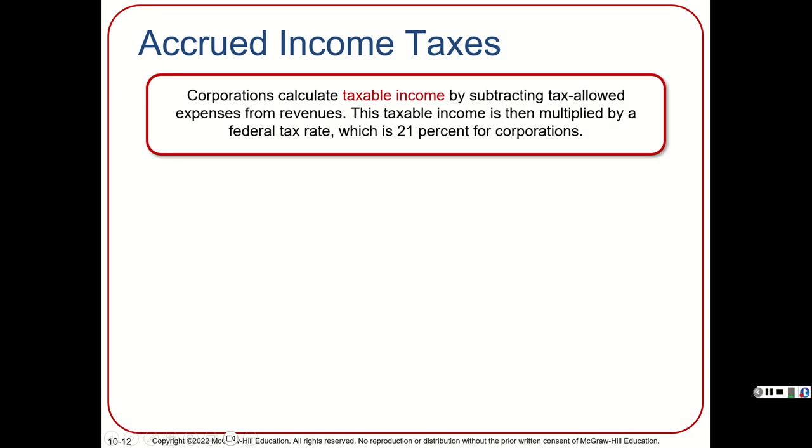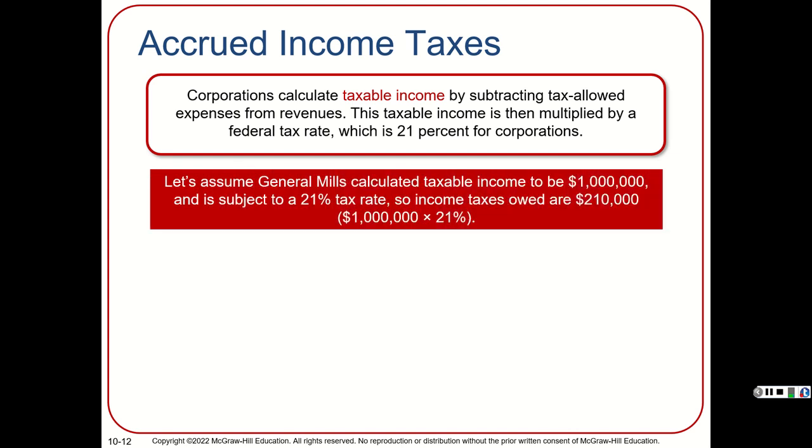Income taxes. These are the taxes that get accrued at the end of a period after you've done all of the adjusting entries and come up with the net income or loss at the end of a period. So the taxable income is multiplied by the federal tax rate, whatever that is. It should be given in your problems. The taxable income is then multiplied by this rate of 21% for corporations.